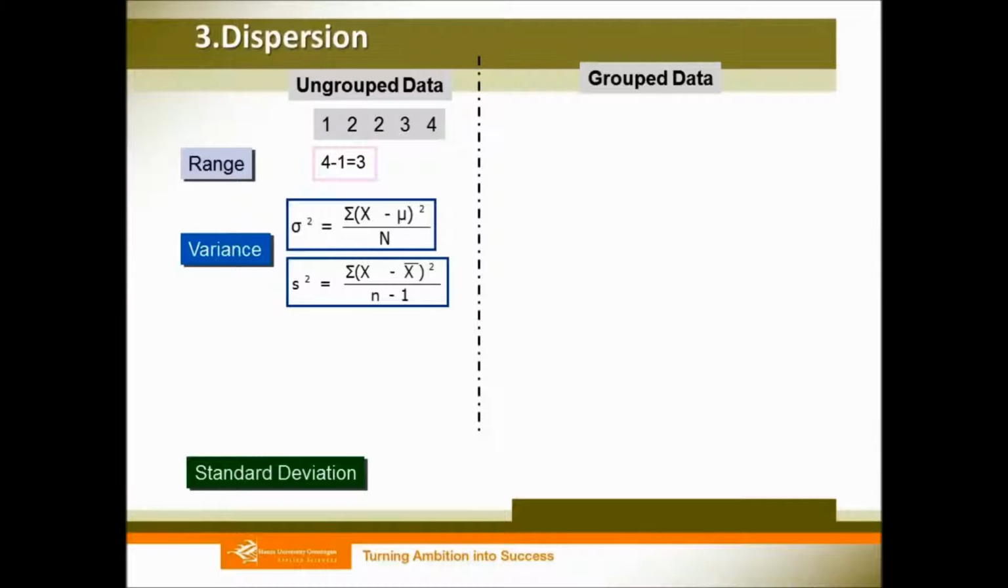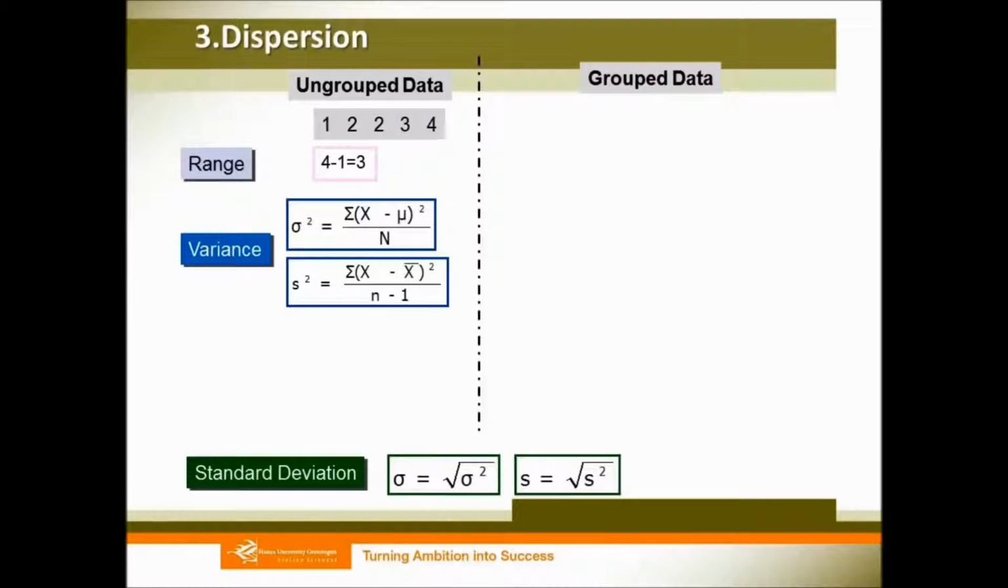And we need to distinguish whether your data comes from a population or from a sample. If it comes from a population, then variance is your sigma squared. If it comes from a sample, then your variance is S squared. So when you have the questions, please pay attention to whether it is sample or population, because if it is a sample, you need to divide it by n minus 1 rather than by n.